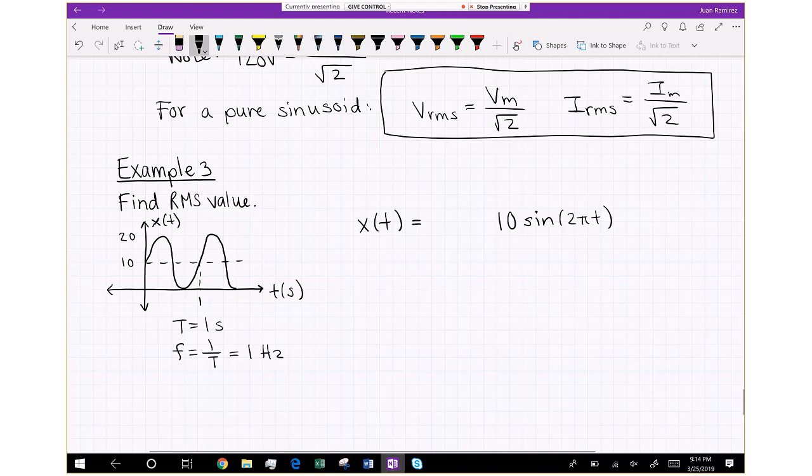Okay, now how about the DC offset? The DC offset is simply a constant adding to that sinusoid. Okay, so this is the actual signal that we will now try to find the RMS value for.